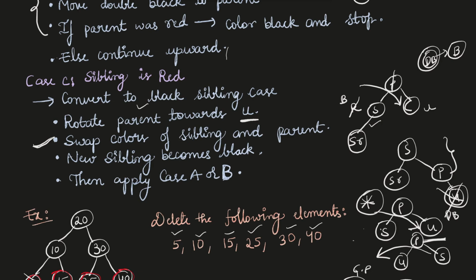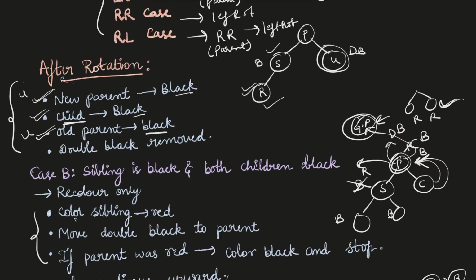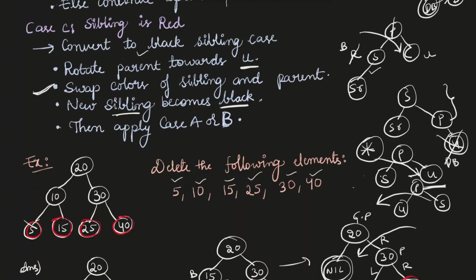Okay. After that you need to swap the colors of sibling and parent. The new sibling becomes black in color. Then after the new sibling becomes black, you need to again apply the following cases, that is either A or B, because the double black wouldn't be gone.